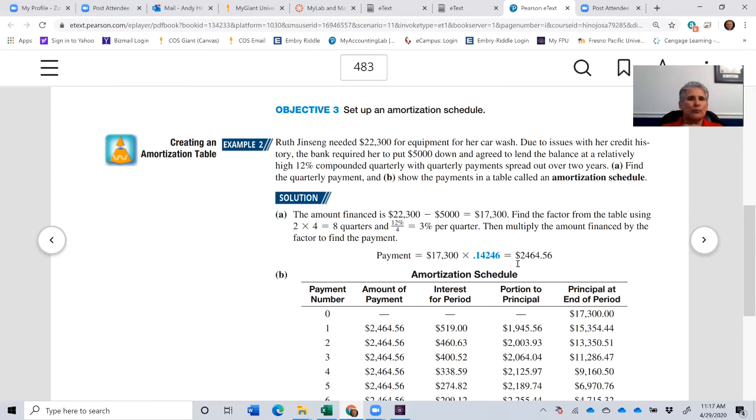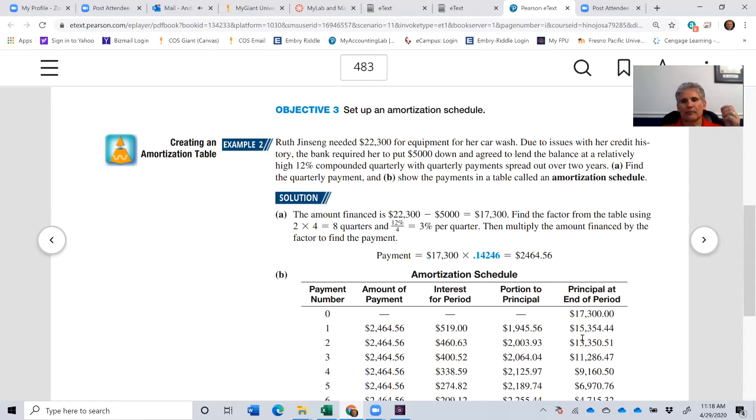Example number 2. Ruth Ginseng needed $22,300 for equipment for her car wash. Due to issues with her credit history, the bank required her to put $5,000 down and agreed to lend the balance at a relatively high 12% rate, compounded quarterly, with quarterly payments spread out over 2 years. Find the quarterly payment and show the payments on a table called an amortization schedule. Now we'll work through this.